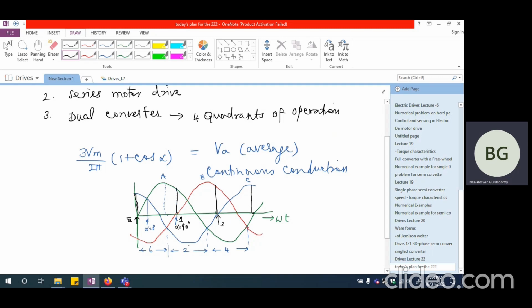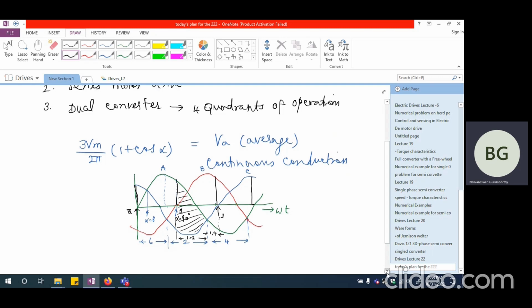So when 1 is fired here, we are going to have 1 and 2 conducting. So this is going to be the voltage that comes up right across the armature. And after that, 4 takes over. So 1 and 4 are going to conduct during this interval, whereas during this interval, it is going to be 1 and 2. So when 1 and 4 are conducting, it is going to be freewheeling.